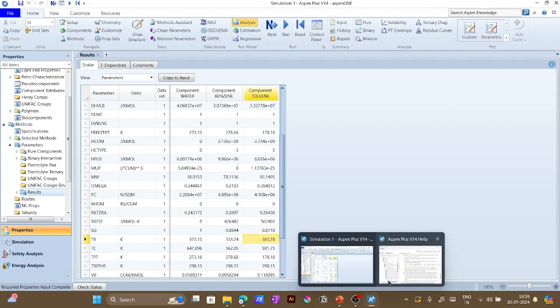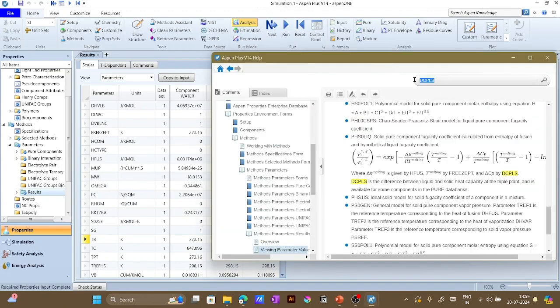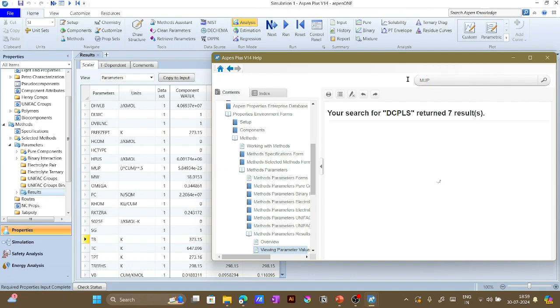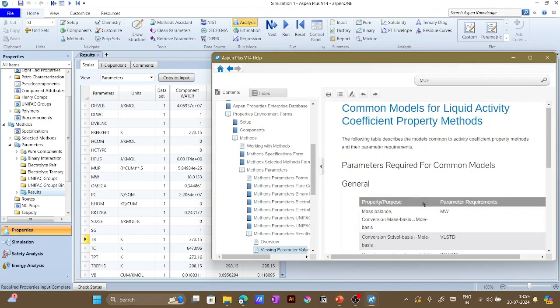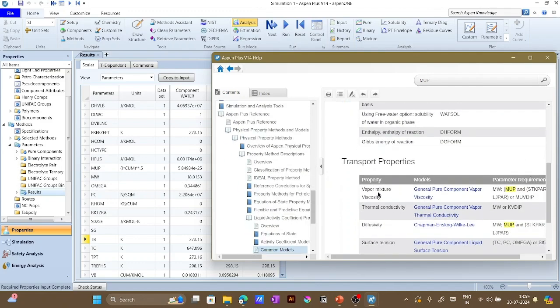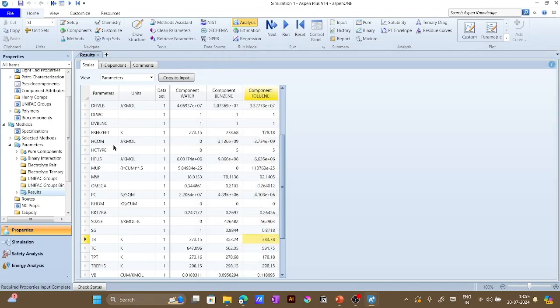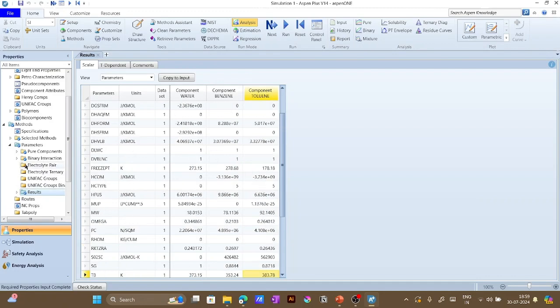Let's say you want to understand what this MUP is. So again use this forum, the search part, and see what MUP is. You can find this is vapor mixture viscosity. So that is the viscosity of your system, right? So this way you can understand what the parameters are.